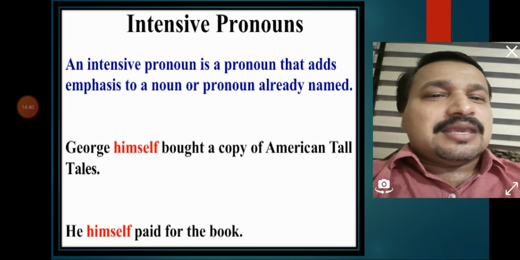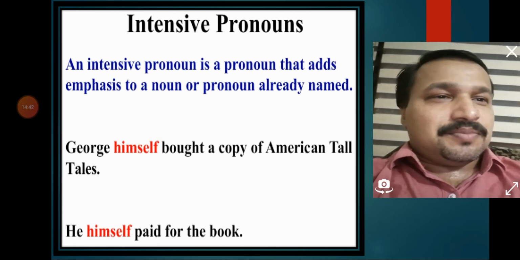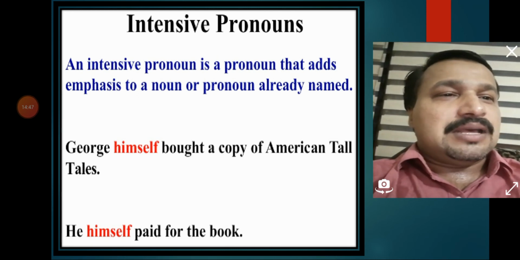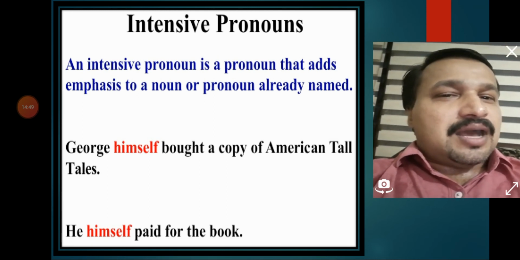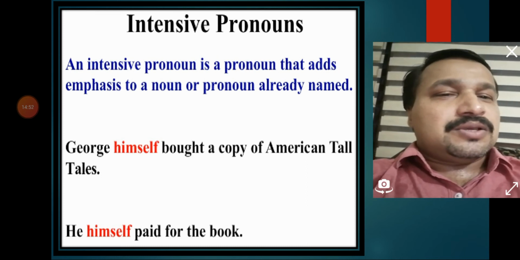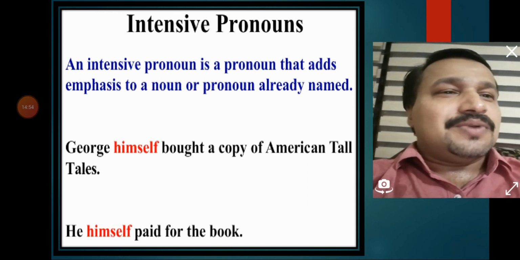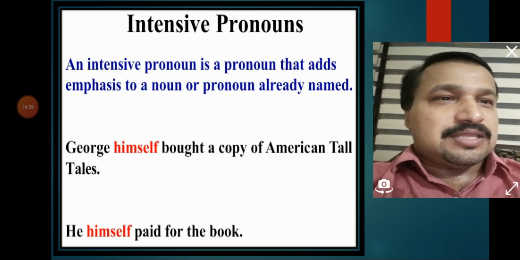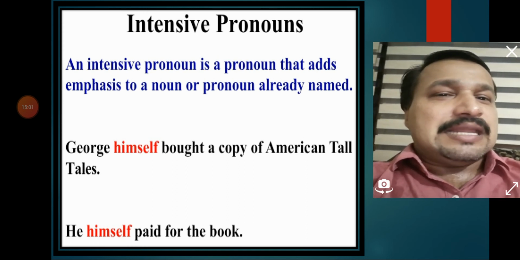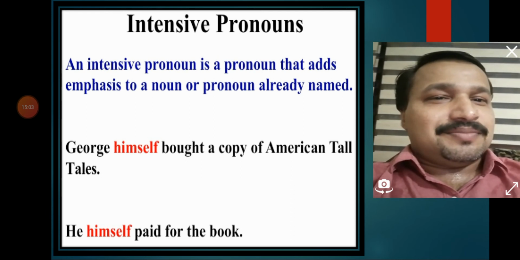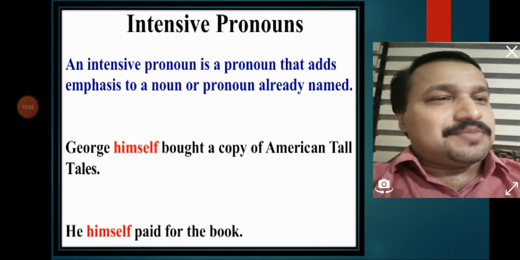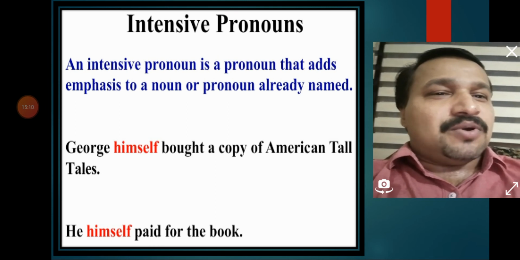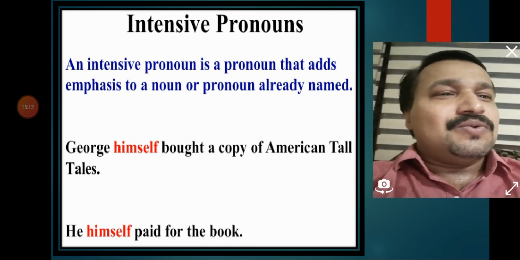You can see, he himself paid for the book. If you just change the position of this himself to after the verb, it changes to a reflexive pronoun. For example, he himself paid for the book. That is an intensive pronoun. He paid himself for the book. Or he paid for the book himself. So if you use the same self form after the verb, it changes to the reflexive form.